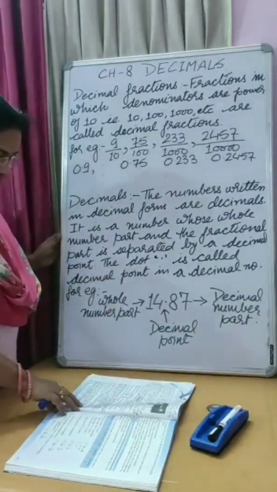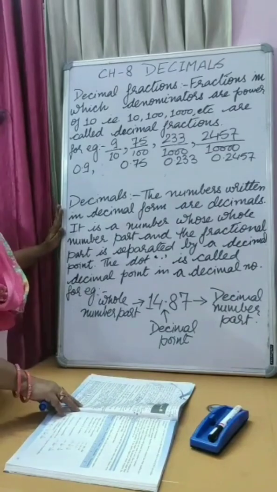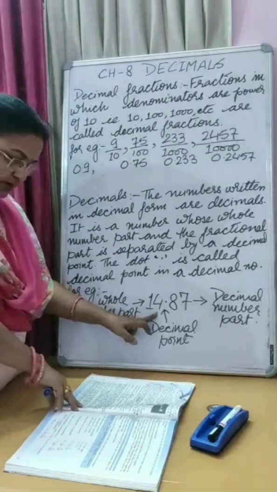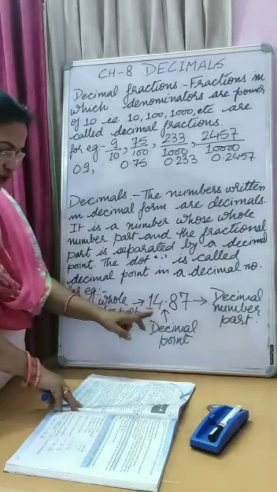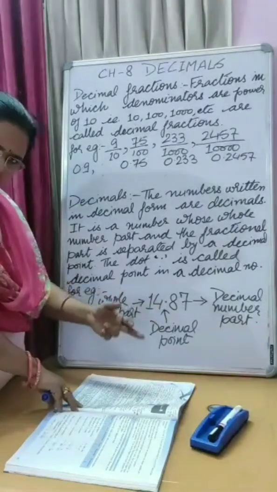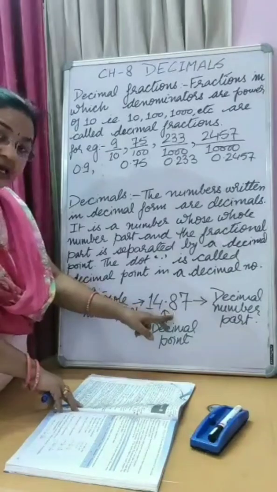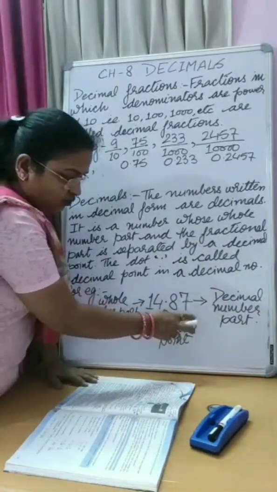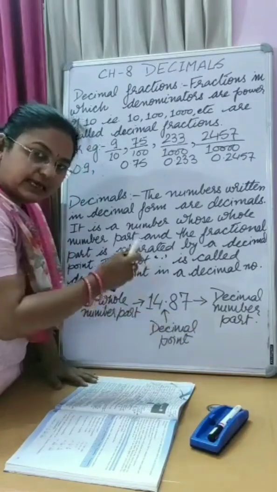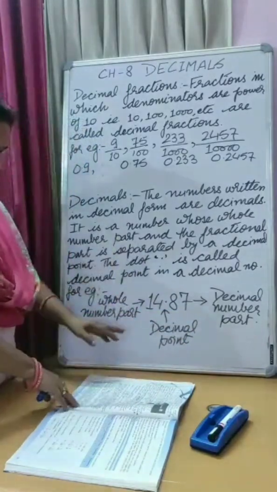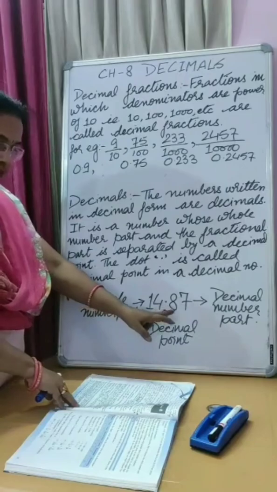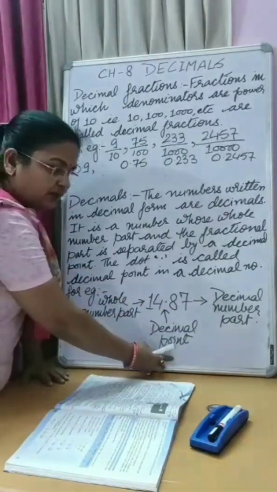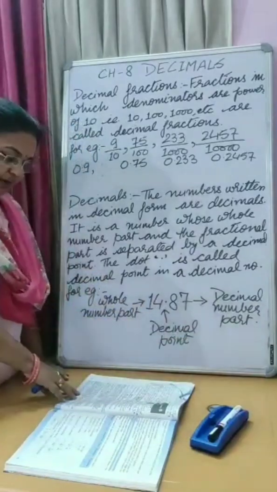Now, how do we read these decimals? We read 14, which is a whole number, then decimal, so 14 decimal or dot or point 87. It is not said as 87 because it is no more a whole number. So this is 14.87, with a whole number part, a decimal point and a decimal number part.